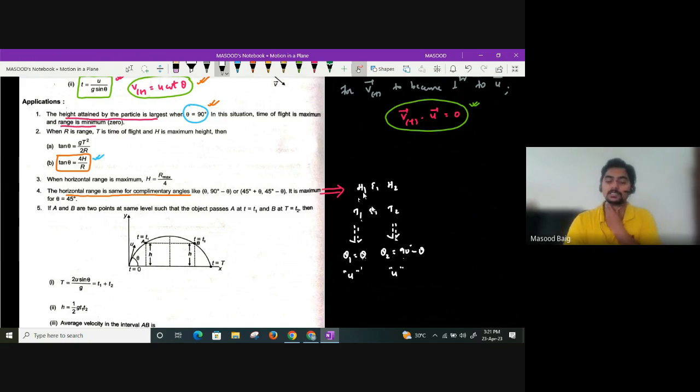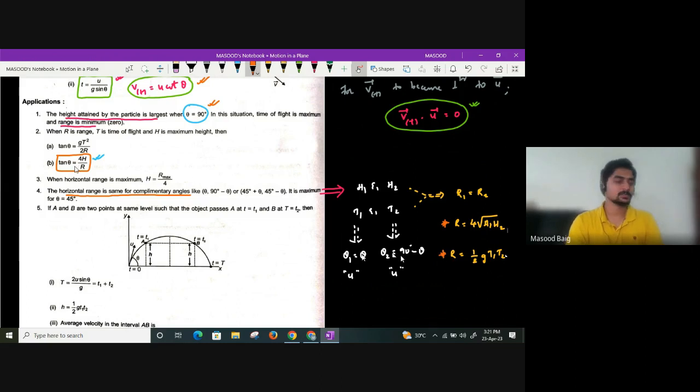So in this case, will ranges be same, beta? Yes, in both the cases, ranges will be same. R1 value will be equal to R2 value. Suppose they are asking you to find range's value. Heights are given. Then I can directly write range will be given as 4 root of h1 h2. If time of flights are given and they're asking you to find range, you can directly write it as half g t1 t2. Clear? These two are very, very important cases, guys.